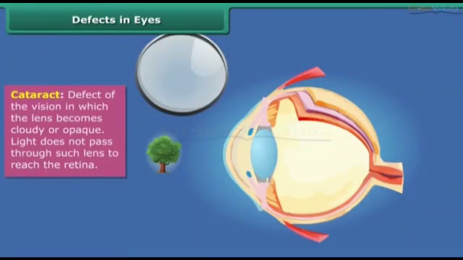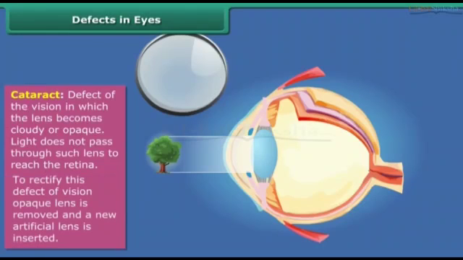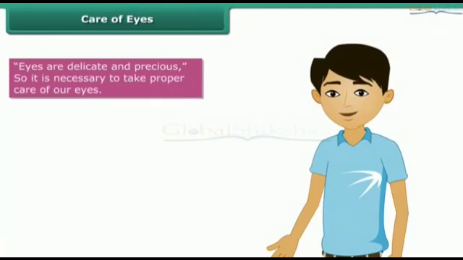Cataract. Defect of the vision in which the lens becomes cloudy or opaque. Light does not pass through such a lens to reach the retina. To rectify this defect of vision, the opaque lens is removed and a new artificial lens is inserted.